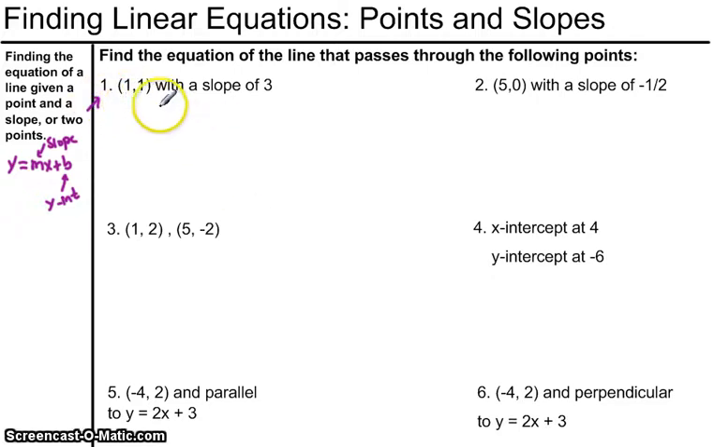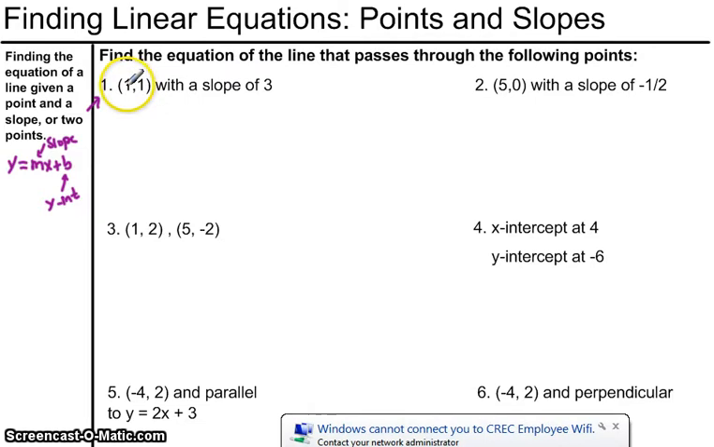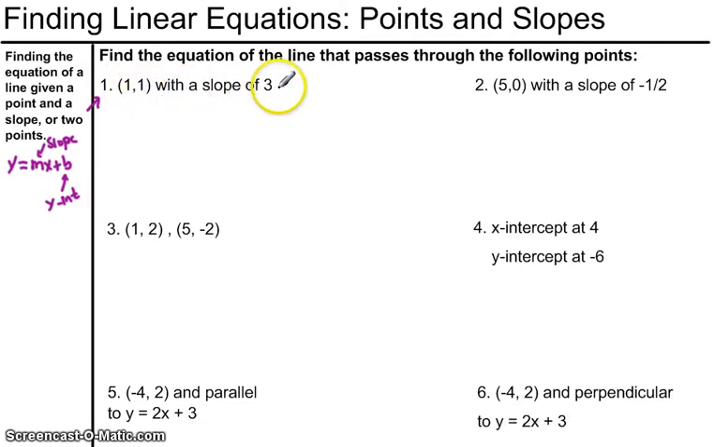I need the equation of a line that passes through the point 1, 1 with a slope of 3. The good news is I already have a slope. That's 3. So let's write out the equation I have so far. Y equals, well, my slope is 3, so 3x plus, but I don't have a y-intercept, so leave that as b. How can I find out that y-intercept?